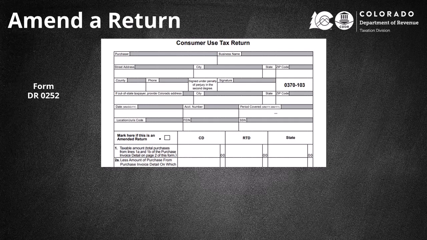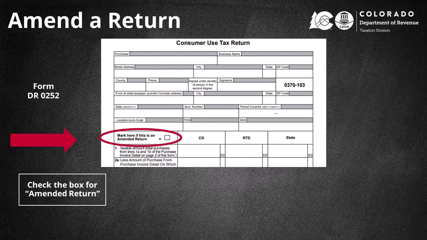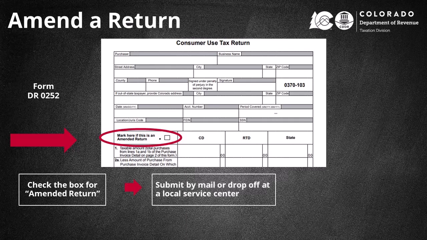Now, I want to pause here and take a moment to highlight a very important step that many people miss. You must check the box indicating that it is an amended return in order to avoid duplicate filings. Once this is complete, you may either mail the form and payment, if needed, to the address on the form, or simply drop it off at a local service center.